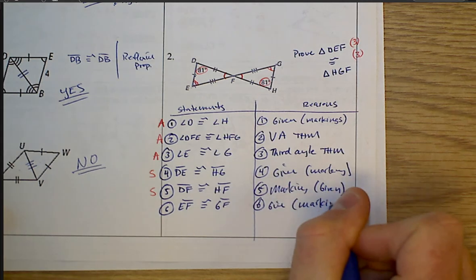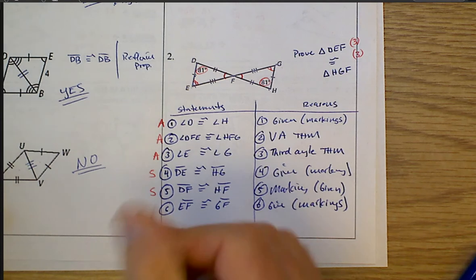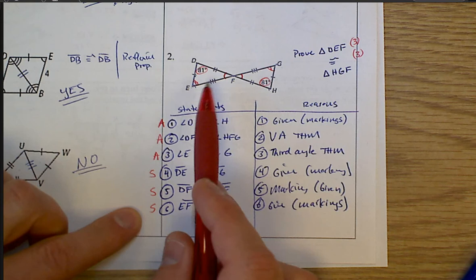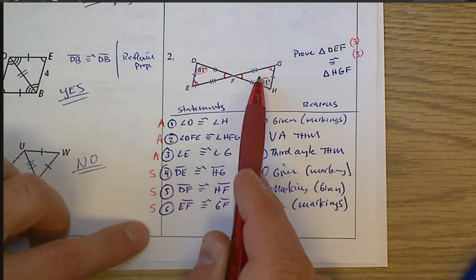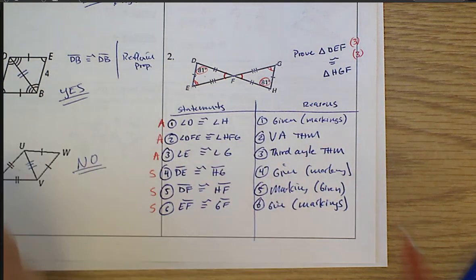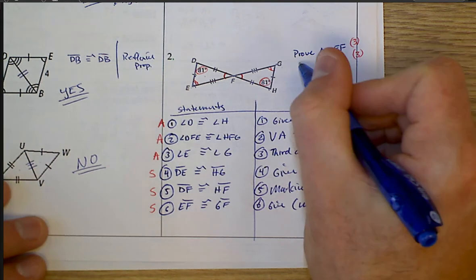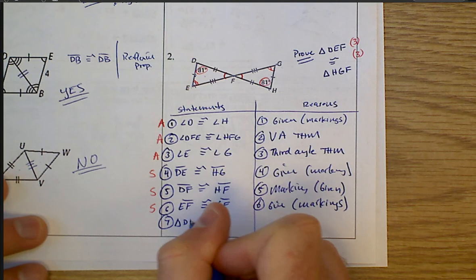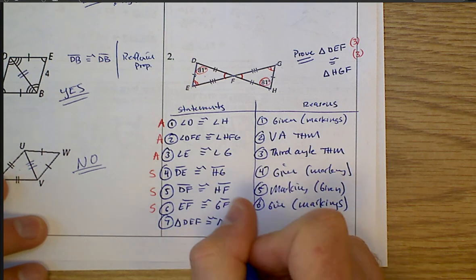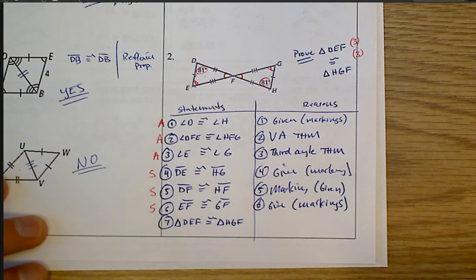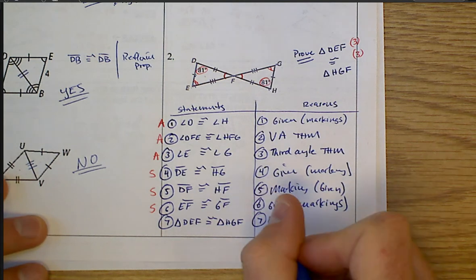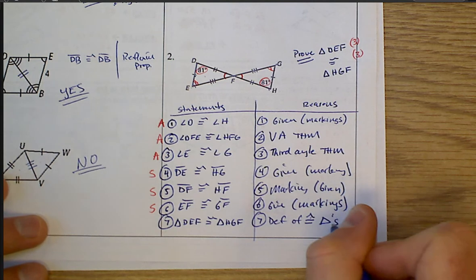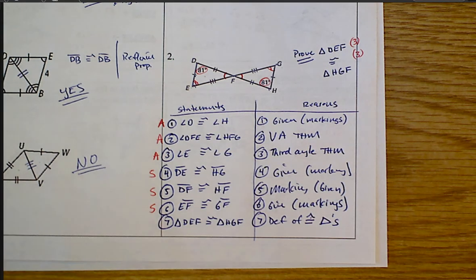Right? Now look, side, side, side. All three sides of this triangle are congruent to all three sides of this triangle. All three angles of this, all three angles here. I am done. I have just proved, so my last statement is triangle DEF is congruent to triangle HGF. And the reason is definition of congruent triangles. Congratulations. That is your first triangle proof.